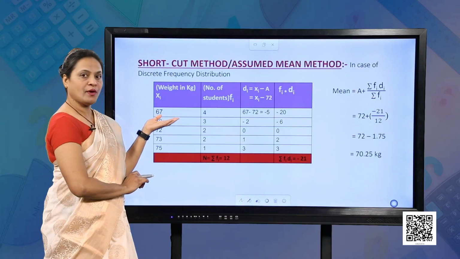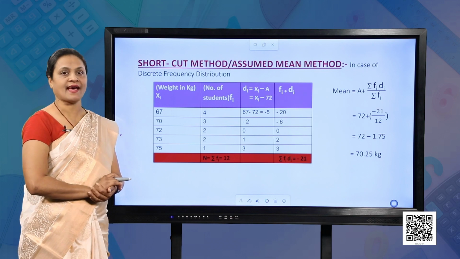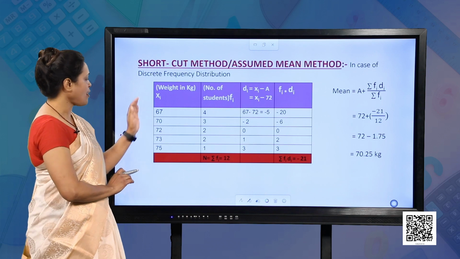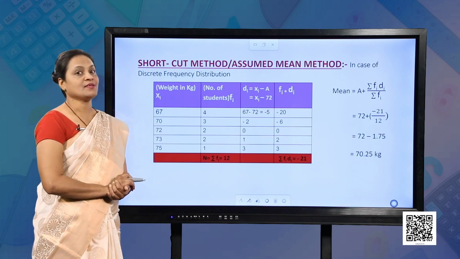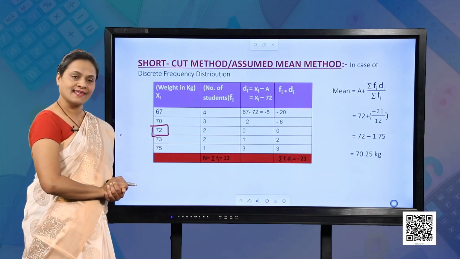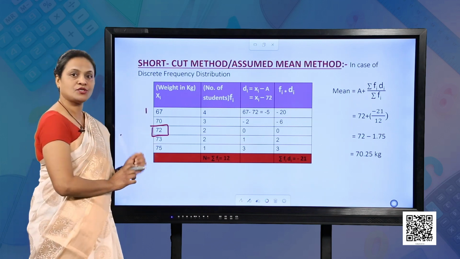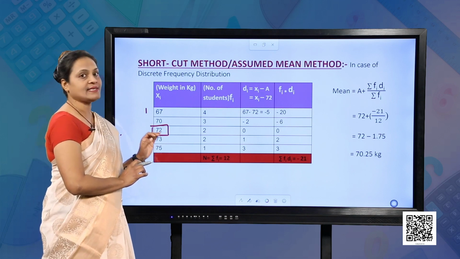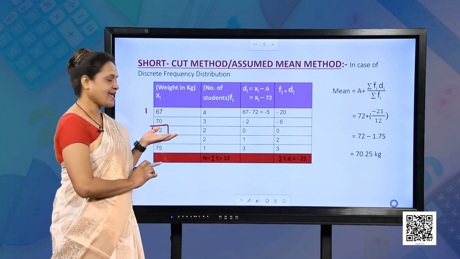Now, let us calculate the mean of the same question, same data, using the assumed mean method. Here, what are we going to do? We are going to simplify the values of xi's further, by subtracting a common number from all the xi's. What is that common number going to be? It is going to be the middle value of all the xi's. As you can see, there are 5 xi's, and the middle one is 72. So, I will take this number as the assumed mean and subtract it from all the xi's. This will simplify the calculation.